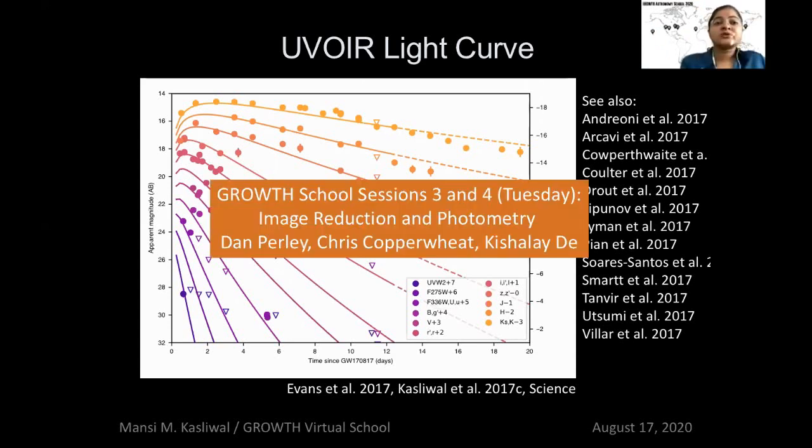Now, it's very important that you're able to make this plot for any type of transient that you're studying. So on Tuesday in particular, please pay attention to 2 sessions, one on image reduction and the other on photometry, by Professor Dan Perley, Professor Chris Copperwheat, and graduate student Kishalay De, where they'll teach you how to take an image, how to reduce that image, remove flat fields, subtract bias, etc., and then go place an aperture on your transient and extract reliable photometry. Okay, so you'll be able to make these plots after your Growth School sessions 3 and 4.